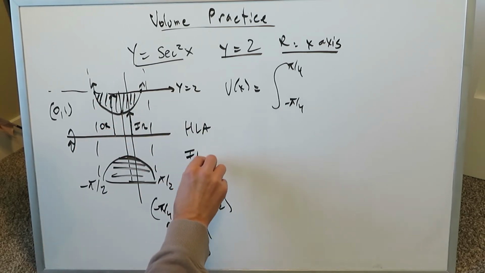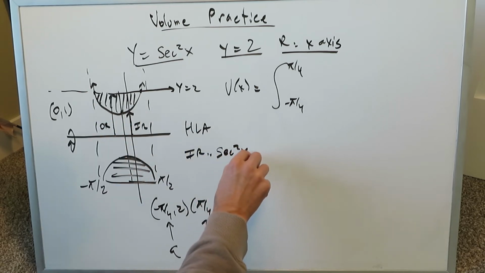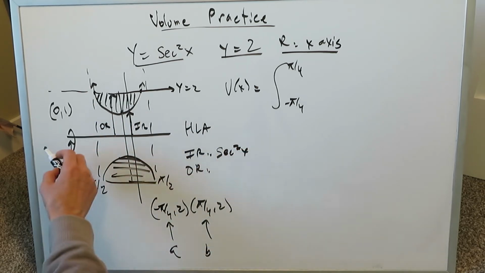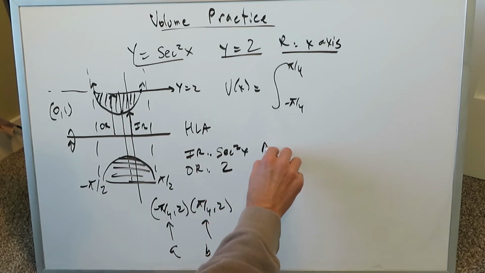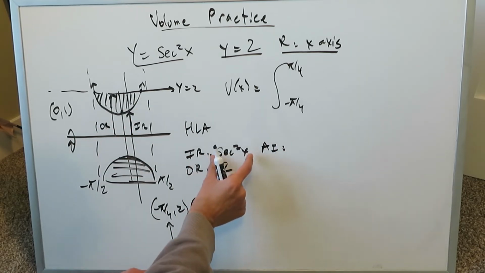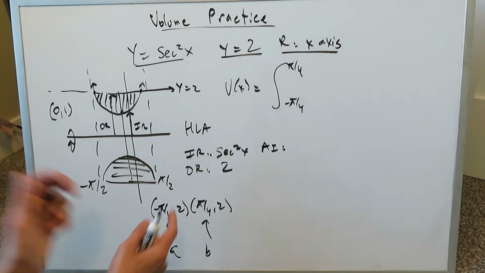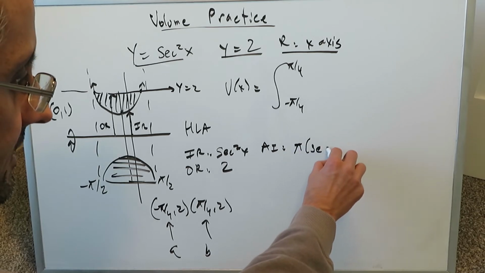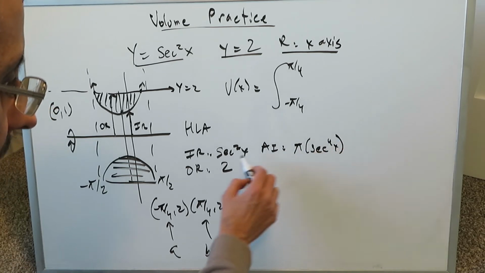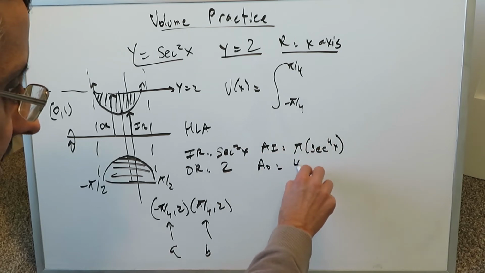My inner radius over here is from the x-axis to this secant function, right? Secant square x. My outer radius is from y equals 0, the x-axis, up to that horizontal line 2. Area inner will be what? This is pi r square, because everything here in terms of slice is a circle having area pi r square. So this becomes pi secant 4x. Remember, secant square x squared is secant 4x. Area outer is going to be 4 pi.